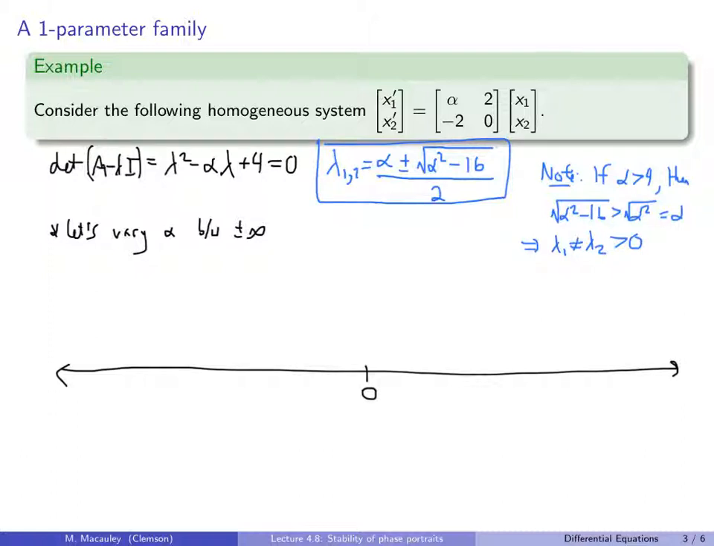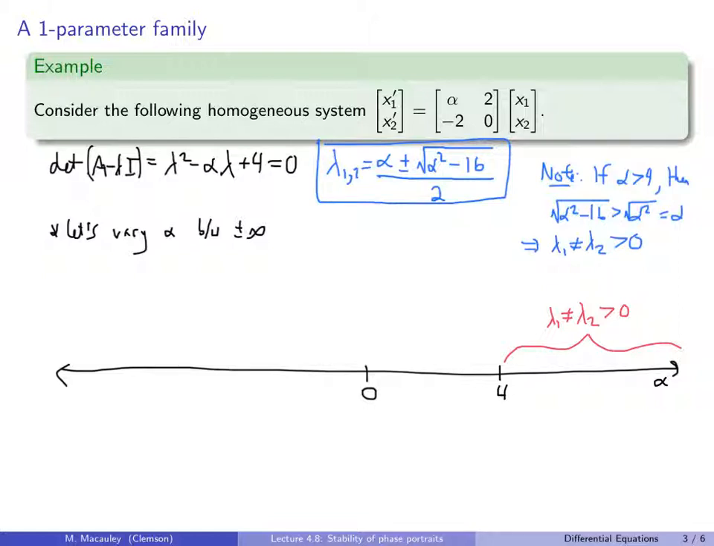So let's draw a 4 up here. So when alpha is greater than 4, so when alpha is in this range, and this number line means alpha, in this range lambda 1 and lambda 2 are distinct positive roots.